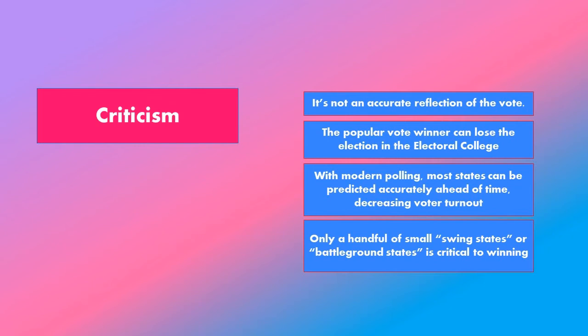They get left out. The candidates don't end up going there. In each election, we end up with a handful of what we call battleground states or swing states. These are states where we're not sure of the outcome of the election, and these states get all of the focus in the election. Which states are the swing states may change from election to election, but there's really only a handful of states in each election that are going to get a lot of attention from the candidate.